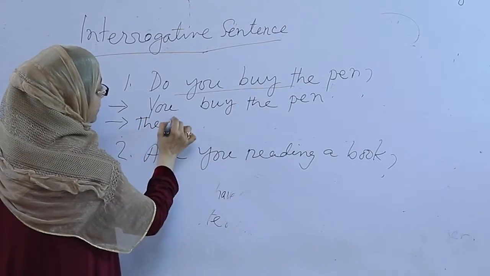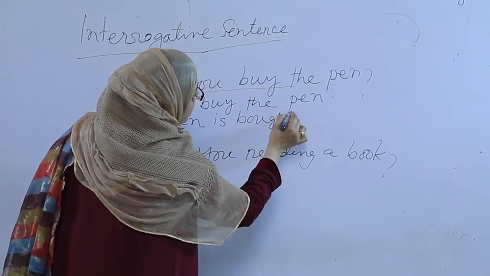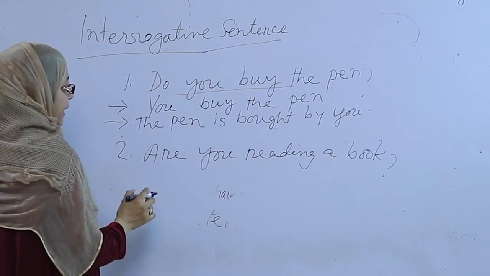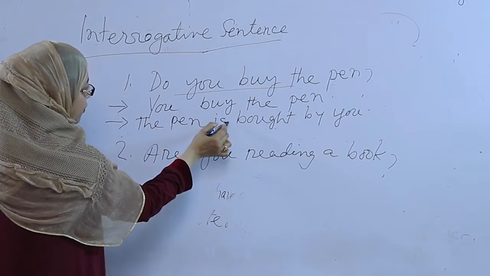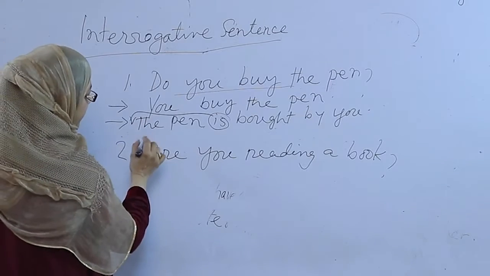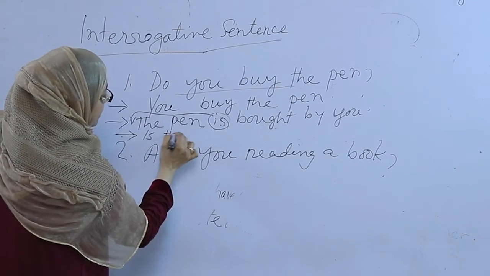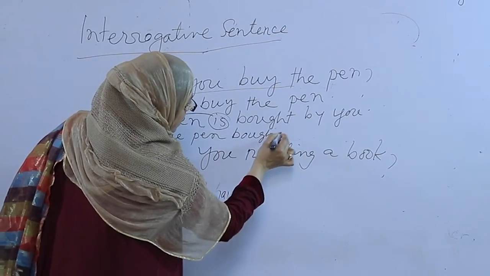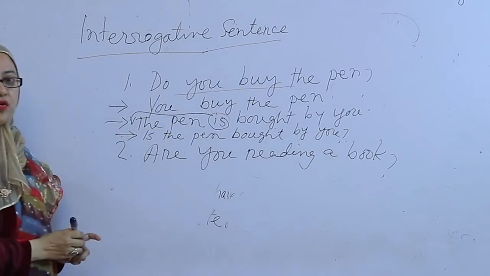You buy the pen. And I turn it into passive. The pen is bought by you. And if I want to change it into an interrogative form, then I only put the verb in front of the sentence. Is the pen bought by you? Is the pen bought by you?